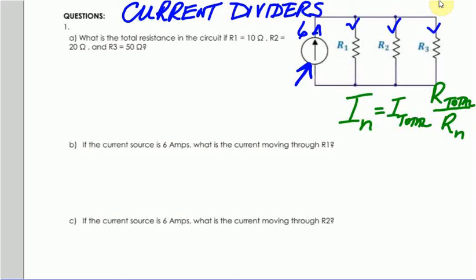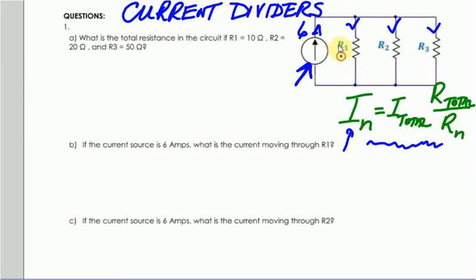If they have a different resistance, then that current is not the same through each one of those resistors. And we can actually determine what the current is using this formula right here. The current going through any resistor is equal to the total current multiplied by the total resistance over that resistor value. So before we can use this formula, we need to know the total resistance. Well, it's a parallel network, so let's find it for this circuit right here.